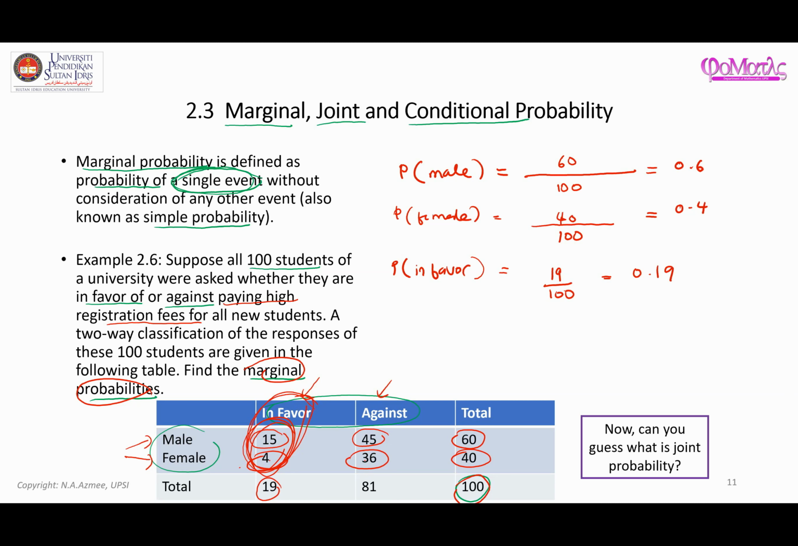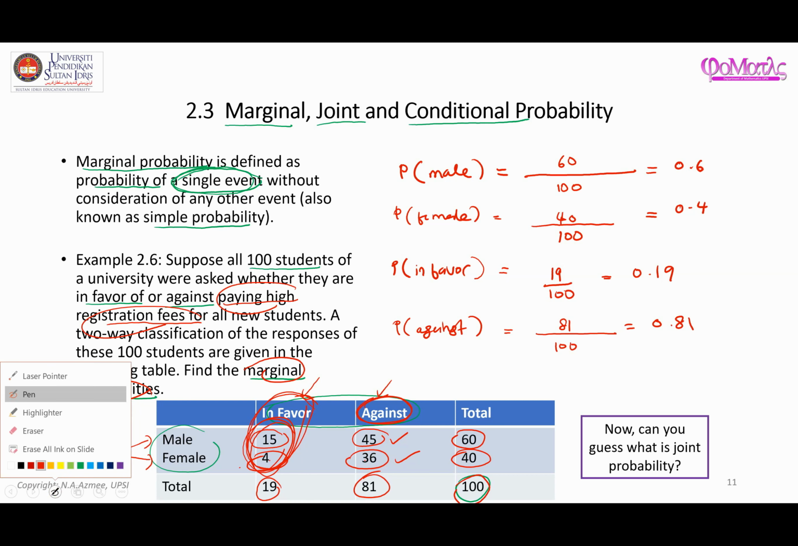And let's find the last marginal probability, which is the probability of a student against paying high registration fees. So we need to know how many of them are against the statement. We know that this is against, so the number is 45 plus 36, which is going to be 81. So here we've got 81 over 100, and the probability is just 0.81.